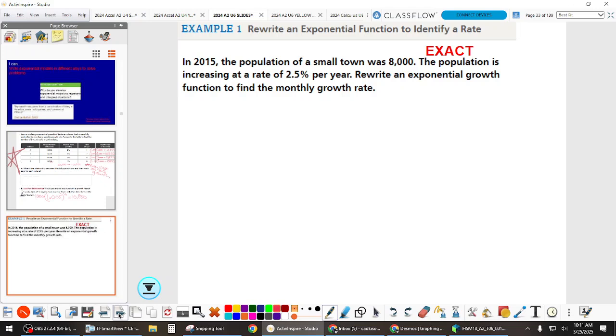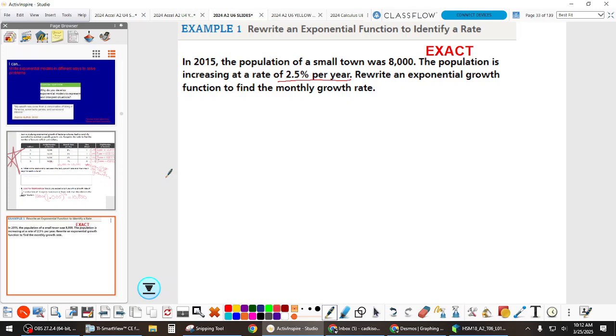Okay, so this problem wants us to find the monthly growth rate if it's 2.5% per year. What does your gut say to do? 2.5% over the whole year. How much per month? What does your gut say? Colin, what does your gut say to you? Divide by 12. Yeah. Okay.